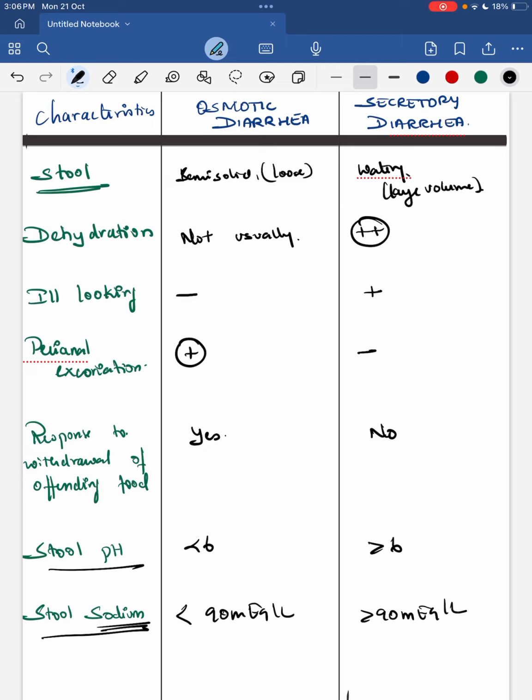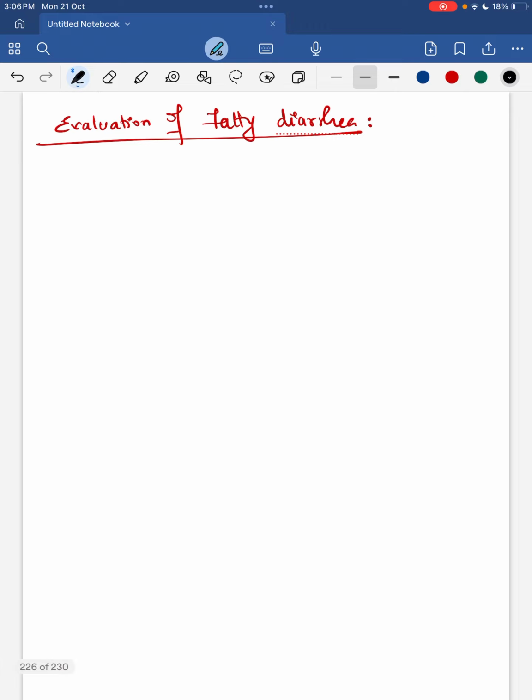Well, if you find a child to have fatty diarrhea, how will you evaluate it? When there is steatorrhea, the initial step involves estimation of fecal fat. First you have to do an estimation of fecal fat, right? If the fecal fat is high, the next step is to estimate the fecal elastase level.